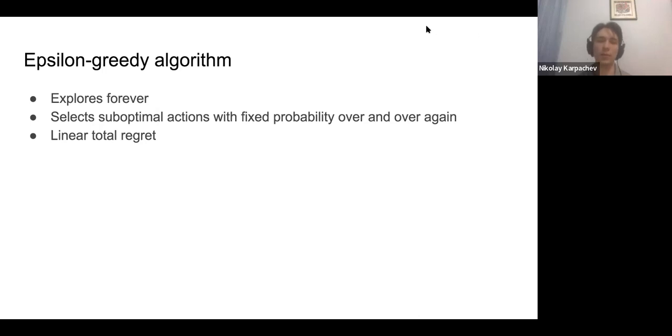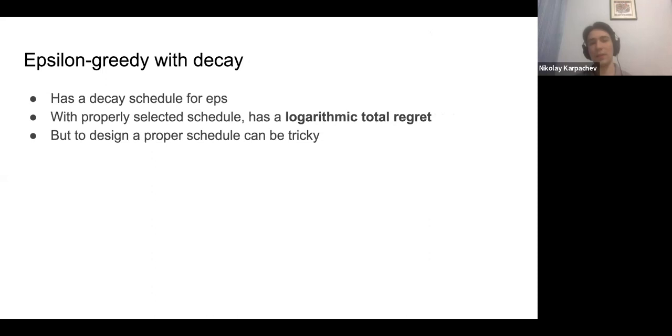Okay, so any questions on that part, or is it clear why epsilon greedy also has linear regret? Okay. All right. So epsilon greedy is also not very perfect. Let's see what the other algorithms that we know do.